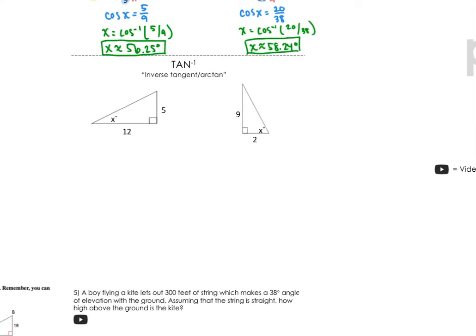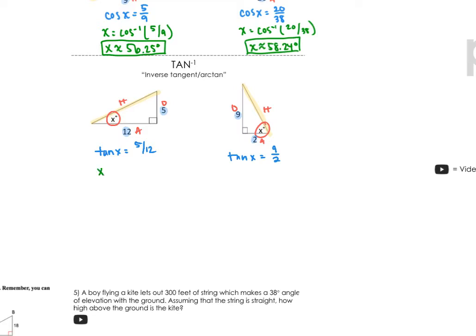Okay, tangent is done a similar way. We're going to highlight the hypotenuse. We are going to circle our reference angle and label our sides. And then we're going to see what information is given. So we have the 12 and the 5, 9 and the 2, and we're solving for our angles. So since I have the opposite and adjacent, that tells me I'm going to use tan. So tan x equals 5 over 12, and the second one's going to be tan x equals 9 over 2.